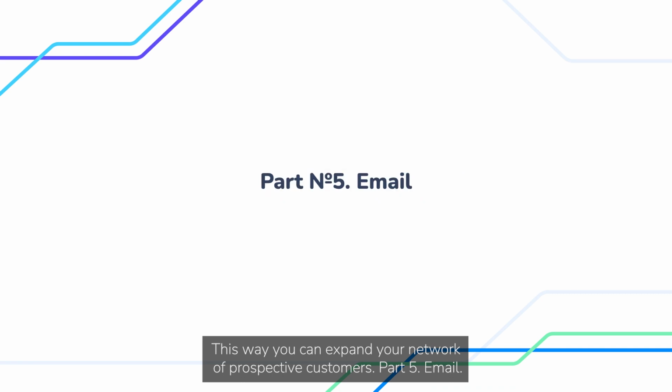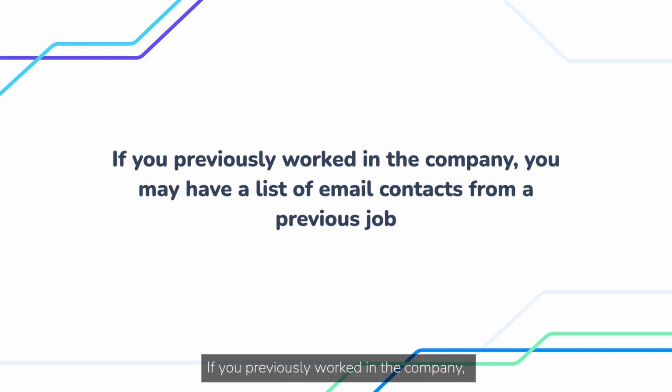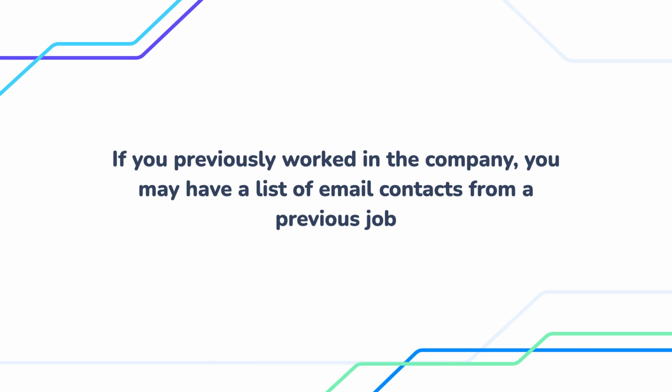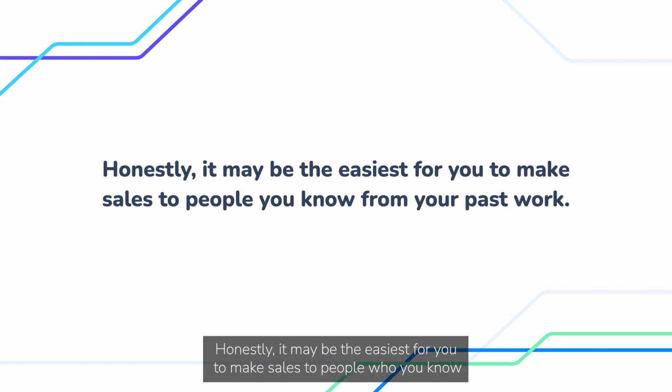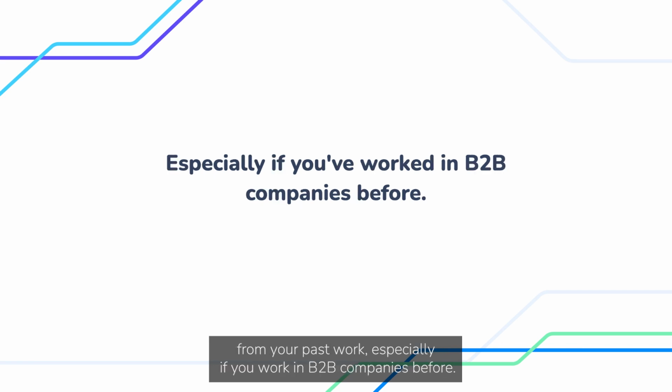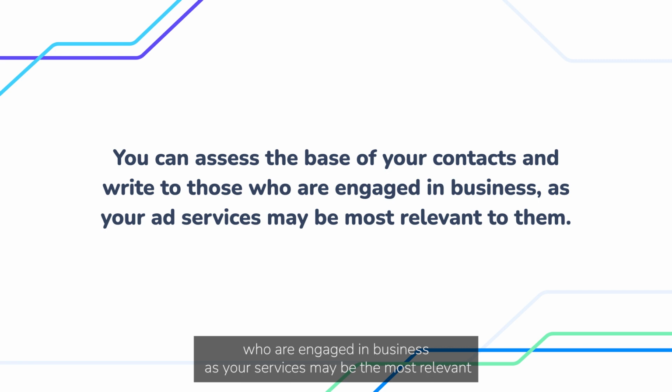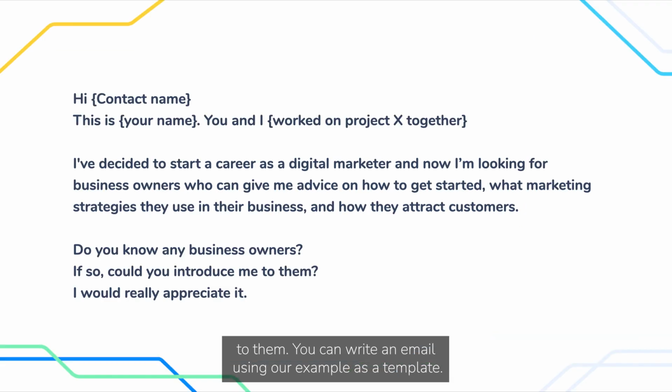Part 5. Email. If you previously worked in a company, you may have a list of email contacts from a previous job. Honestly, it may be the easiest for you to make sales to people who you know from your past work, especially if you worked in B2B companies before. In general, you can assess the list of your contacts and write to those who are engaged in business, as your ad services may be the most relevant to them. You can write an email using our example as a template.